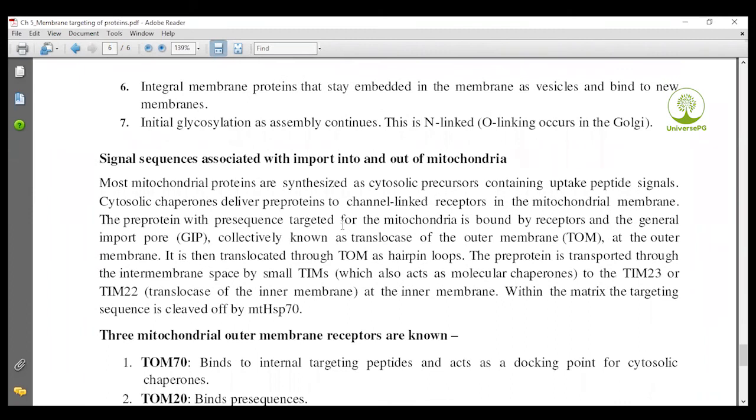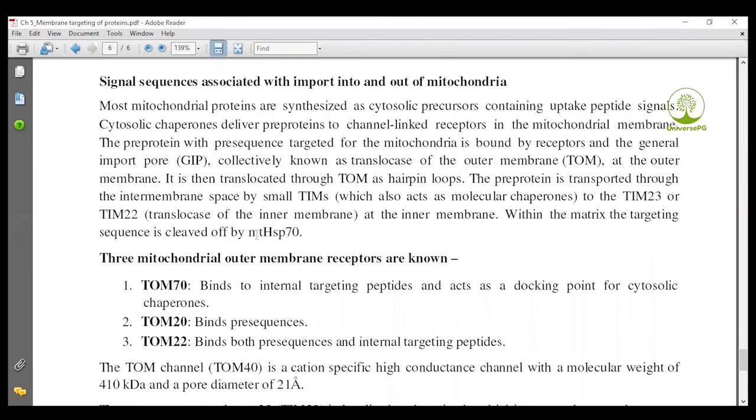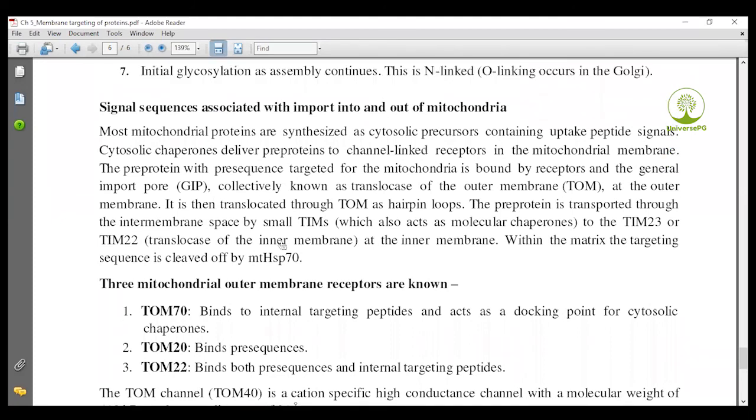Last topic: signal sequences associated with import into and out of mitochondria. In this area we do not read the details, just read how many signal sequences, only the names. Just the names of the signal sequences associated with import of proteins into the mitochondria. Sir, what kind of question can come here? Just names, a short question, 1, 1.5 or 2 marks.